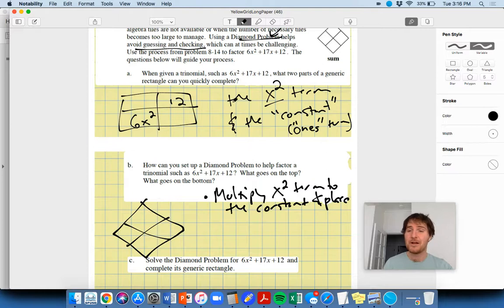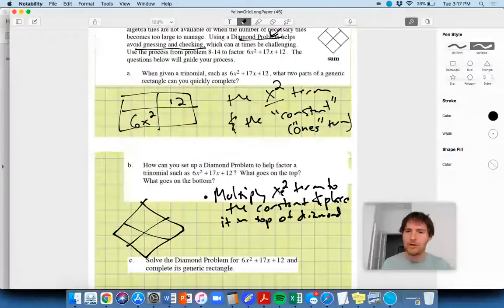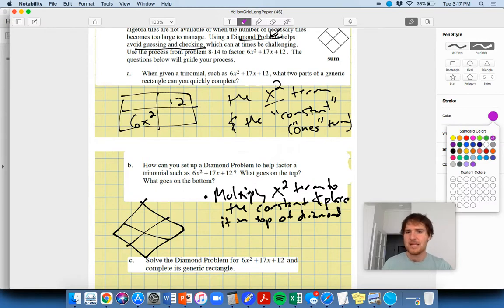What do you do first? Well, put the x squared term and the constant term in one diagonal of the generic rectangle. What do you do second? We multiply the x squared term and the constant term and place it on top of the diamond. This is better than notes because you're thinking about it. You're coming up with your own answers right here. Okay, so what do I need to do right here? I'm explaining here. You should be explaining too.